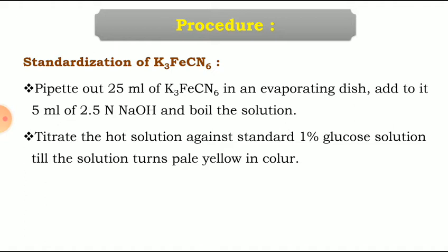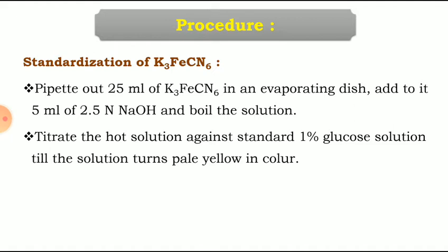What are we going to do in this standardization part? We have to take 25 ml of K3Fe(CN)6 solution in an evaporating dish. Then into that evaporating dish, we have to add 5 ml of 2.5 normal sodium hydroxide solution. Then that evaporating dish we have to boil. After boiling, that entire hot solution we are going to titrate against 1% glucose solution, up to what? Till the solution turns pale yellow in color.